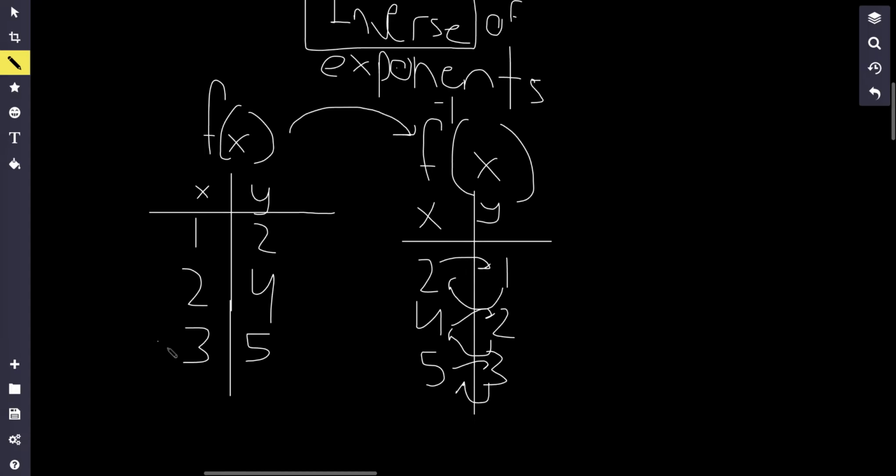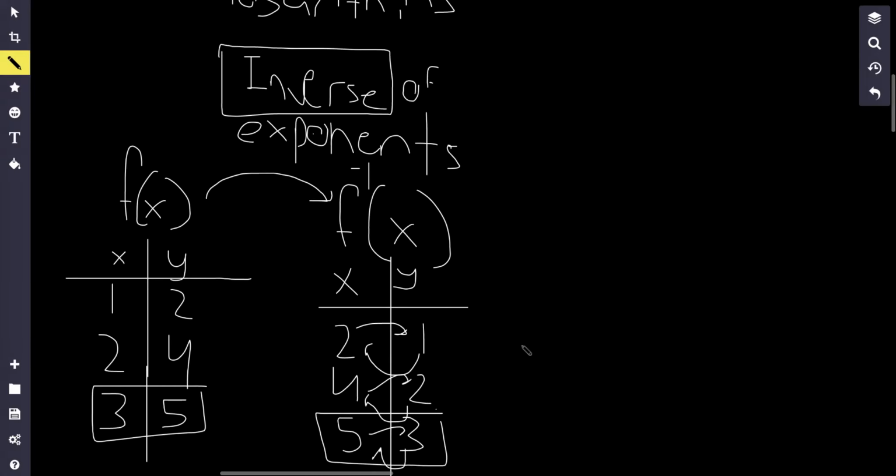When x is equal to 3, the y value is equal to 5 in our original function. And in the inverse function, when x is equal to 5, the y value is equal to 3. So that's just a quick introduction. Now, we're going to be focusing on how to solve simple logarithmic equations.